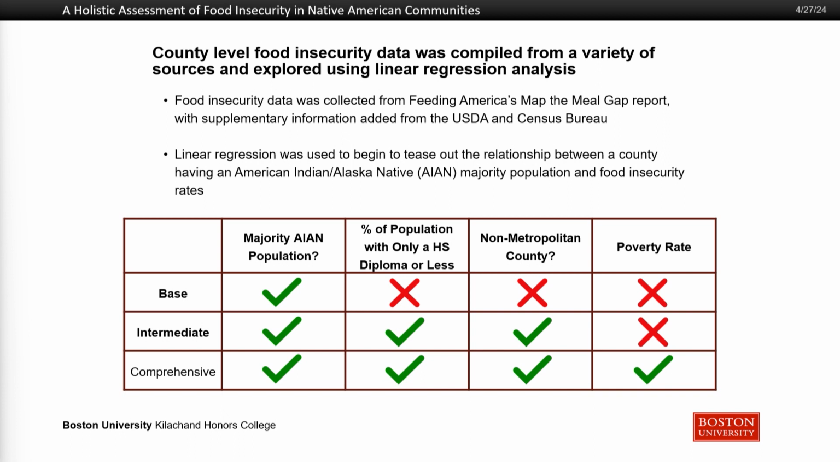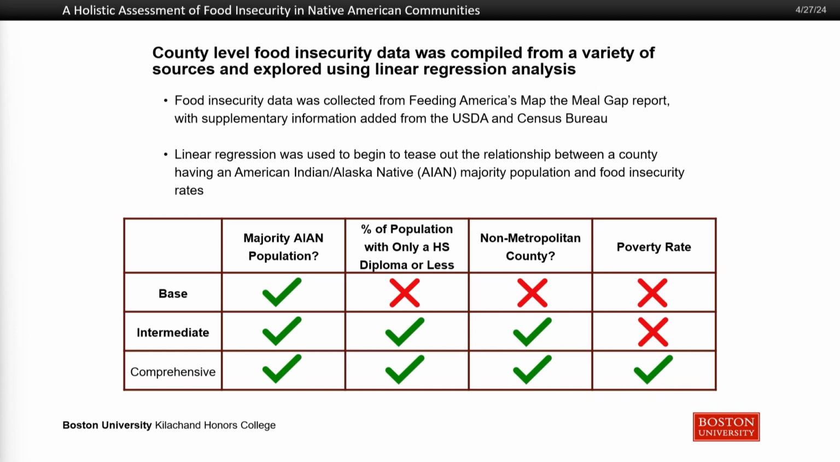So to begin describing my data, I essentially Frankensteined a set of data sets together to create more comprehensive profiles of counties, and used linear regression with some of those variables as inputs in order to determine if there was a relationship between food insecurity and having a majority AIAN population. The table shows the four dimensions that I used as inputs into my regressions, with my output variables being food insecurity and child food insecurity.